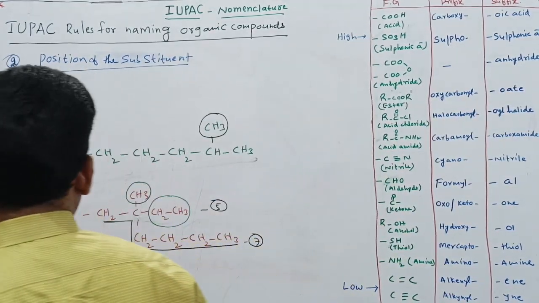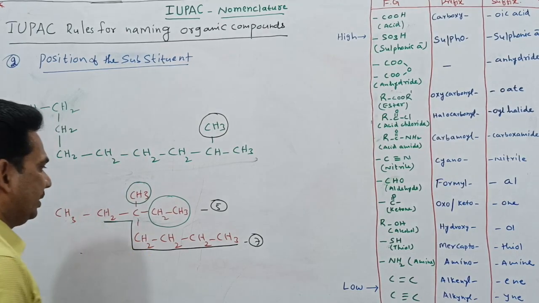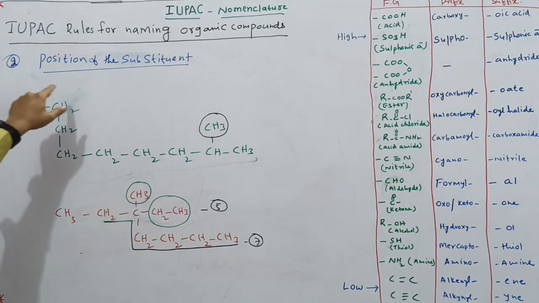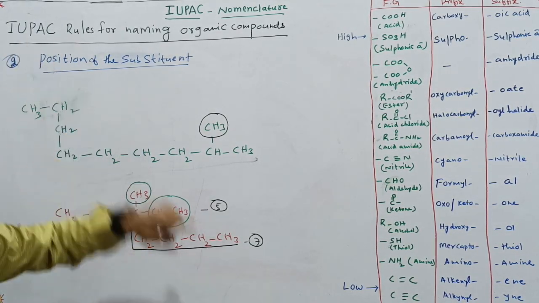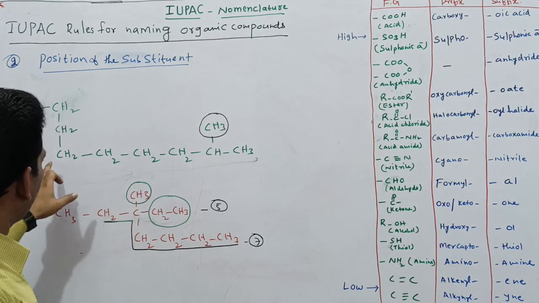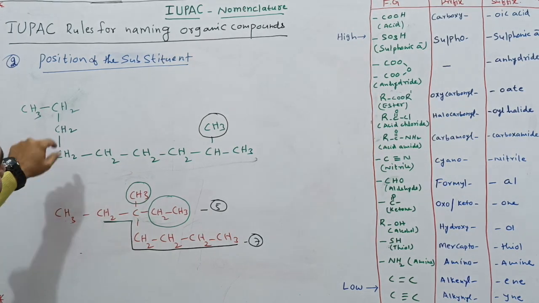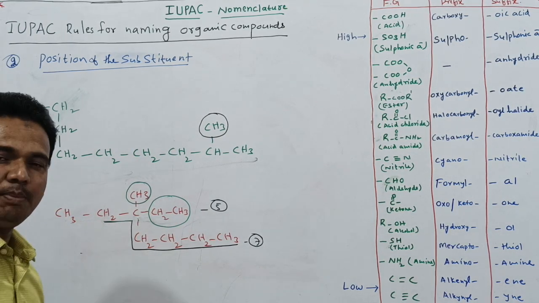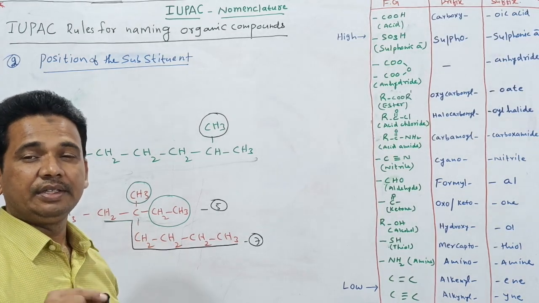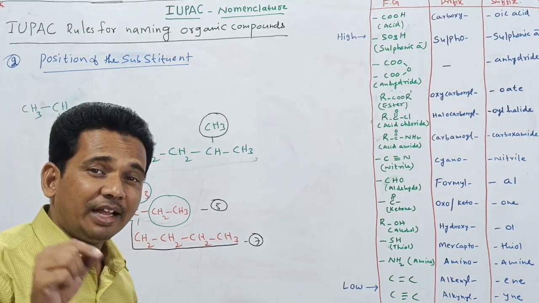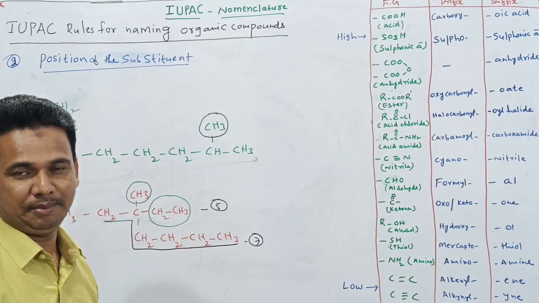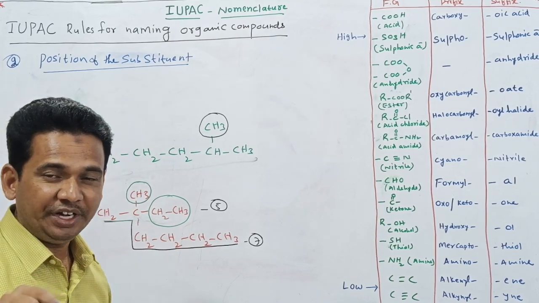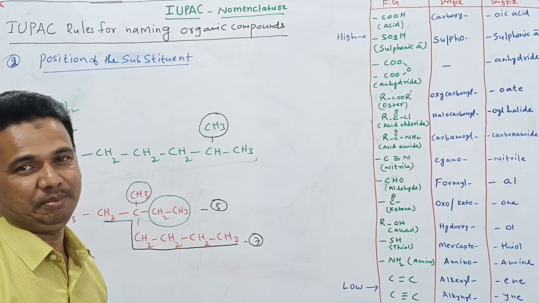Then how are we selecting the position of the substituent? The first rule already tells us we have to select the longest chain. Now the second rule tells us we have to fix the position for the substituent. The substituent has to get the lowest possible number. Remember that. The substituent has to get the lowest possible number.